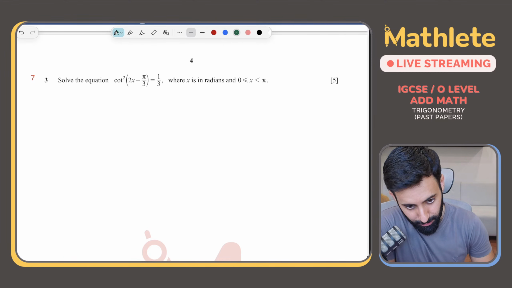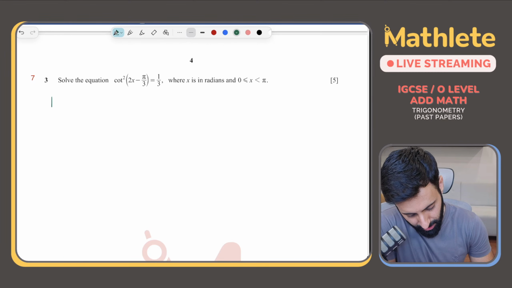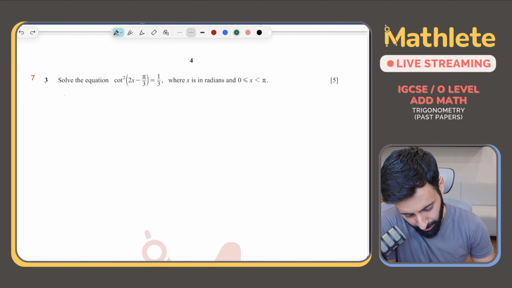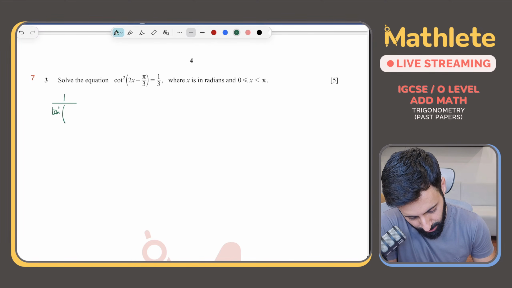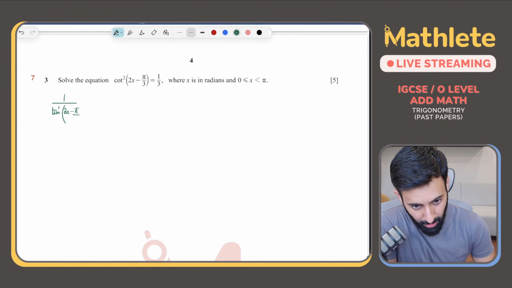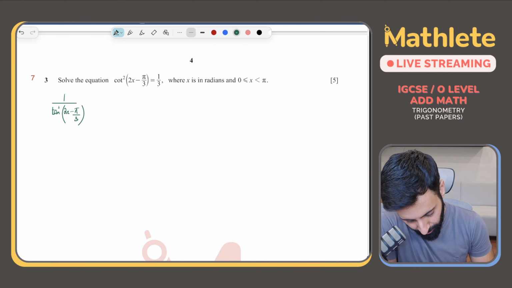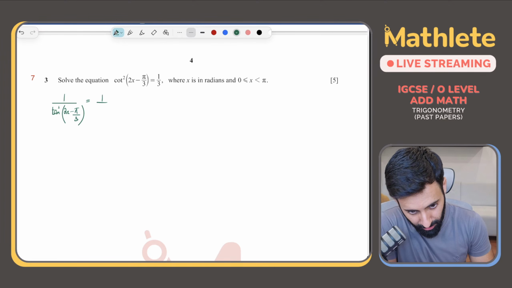All right. So first of all, let's turn cot into tan. We'll do velocity vectors today, don't worry. So this now becomes 1 upon tan square (2x minus pi upon 3). So we'll take a break after this. Okay? Equals 1 upon 3.